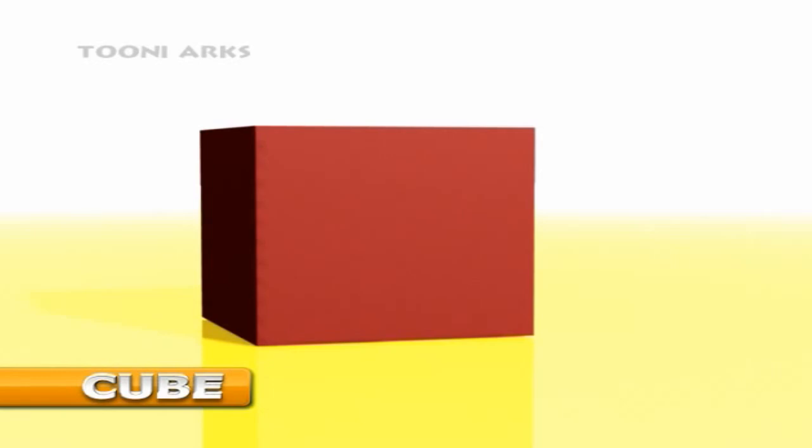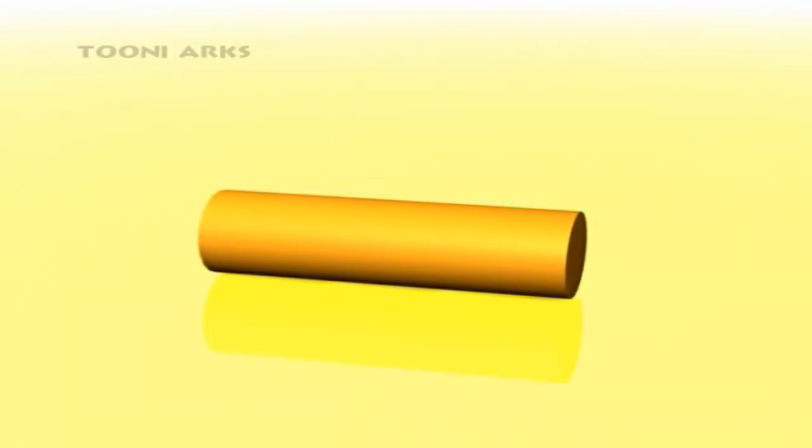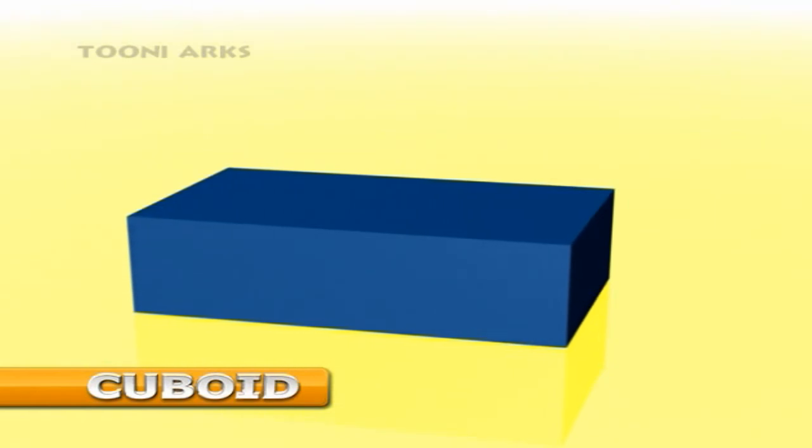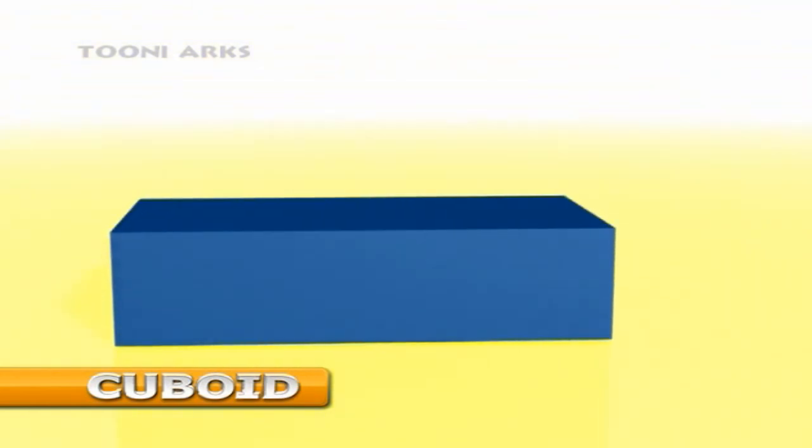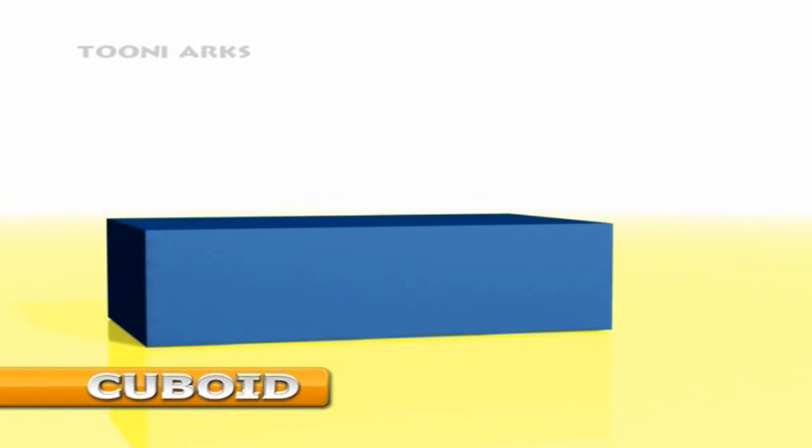And now we have a cube. A cube has 6 equal square faces. You guessed it, sugar cubes, haha! And this is a cylinder. 2 parallel lines attached to 2 circles. A cylinder is like a long tube. This is a cuboid. A cuboid is identical to a cube, but it is longer, and all its 6 sides are not equal.